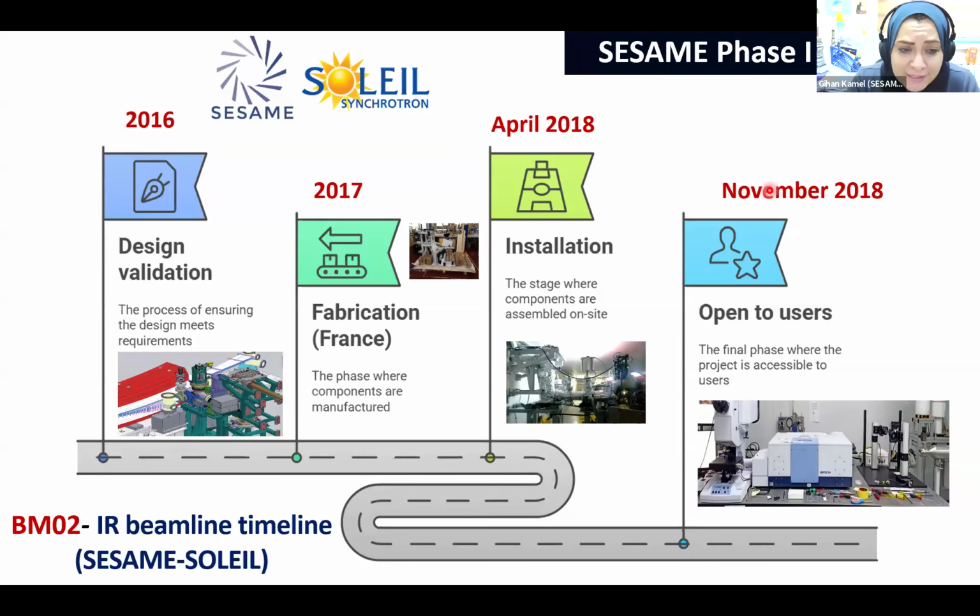So this beamline, as I said, was the first newly designed beamline at SESAME. We started the design in 2016. So these drawings that you see here represent the beamline design. The fabrication of the components of the beamline was done in France, in one of the French companies. And the pieces were transferred to Jordan. And we started the installation, putting these components together in April 2018. And then in November 2018, the beamline was open to users.